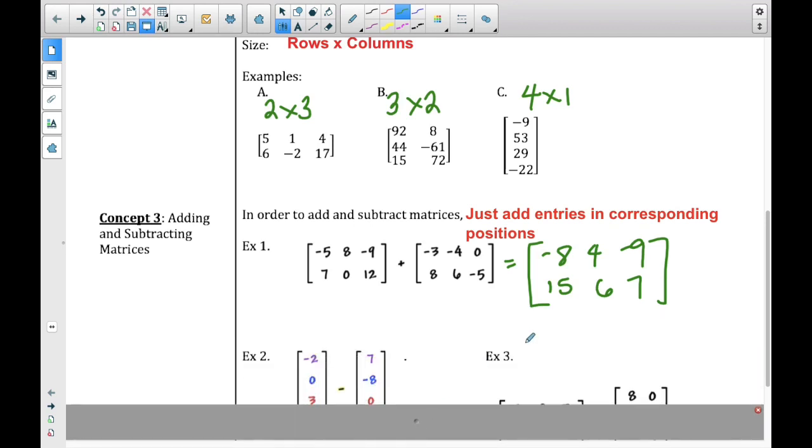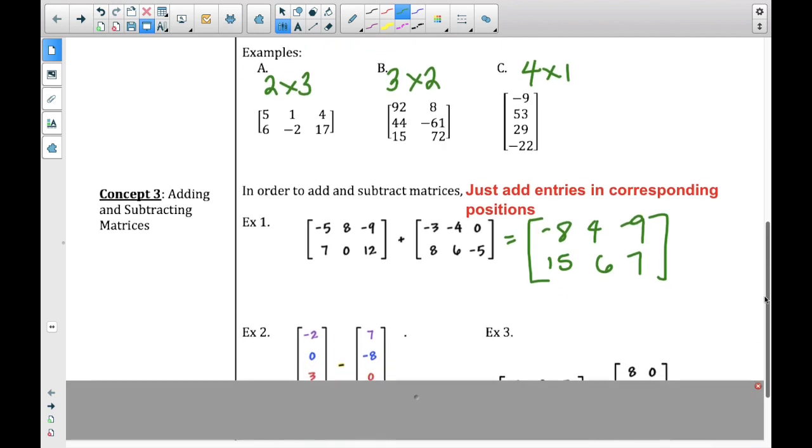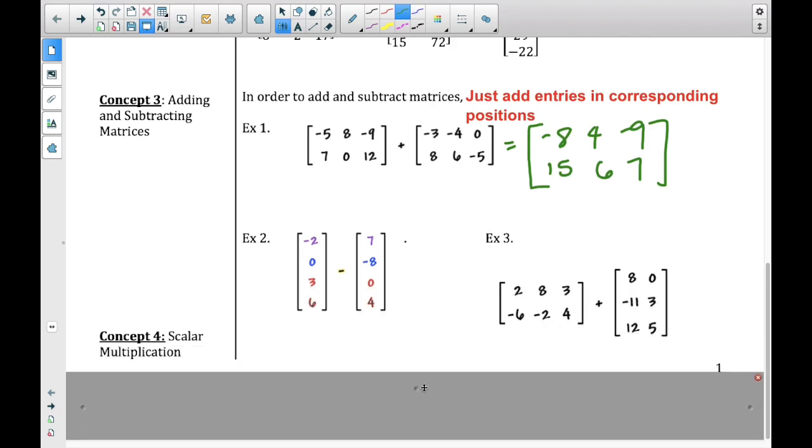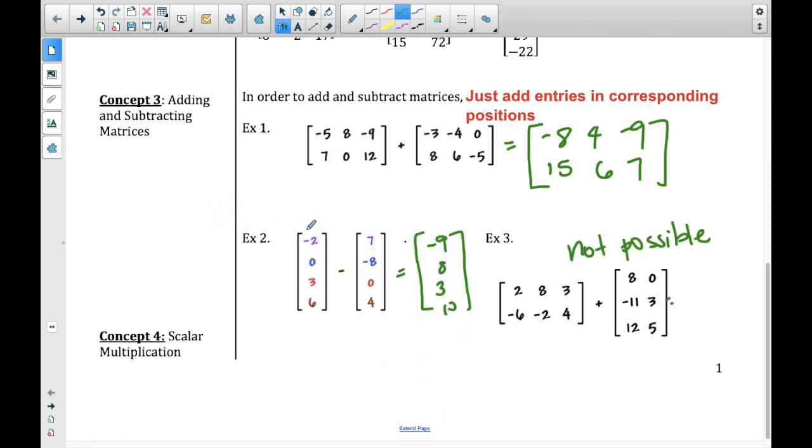Sometimes there is subtraction. So take a minute to look at example 2 and 3 and see what you get for those matrices. Pause it here and see what you get. All right, on example 2, this was a subtraction problem, so make sure you had the subtraction. -2 minus 7 is -9, etc. So check your answer there and see if you got those answers.